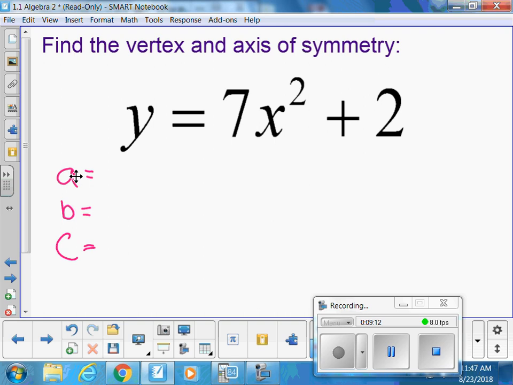All right, I need a volunteer to tell me A, B, and C. Emily. 7, 0, and 2. So now we can do our vertex formula, negative B over 2A.